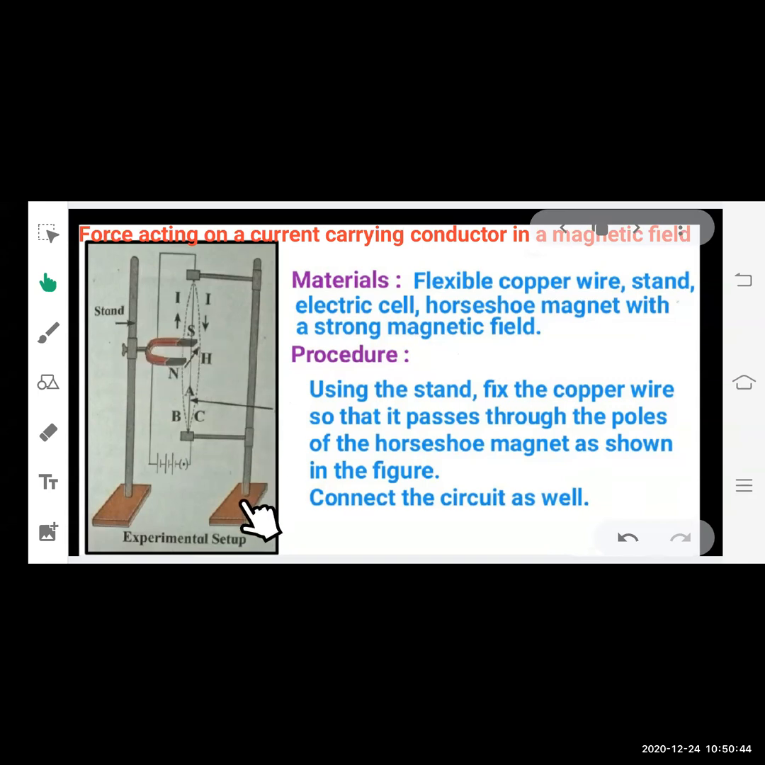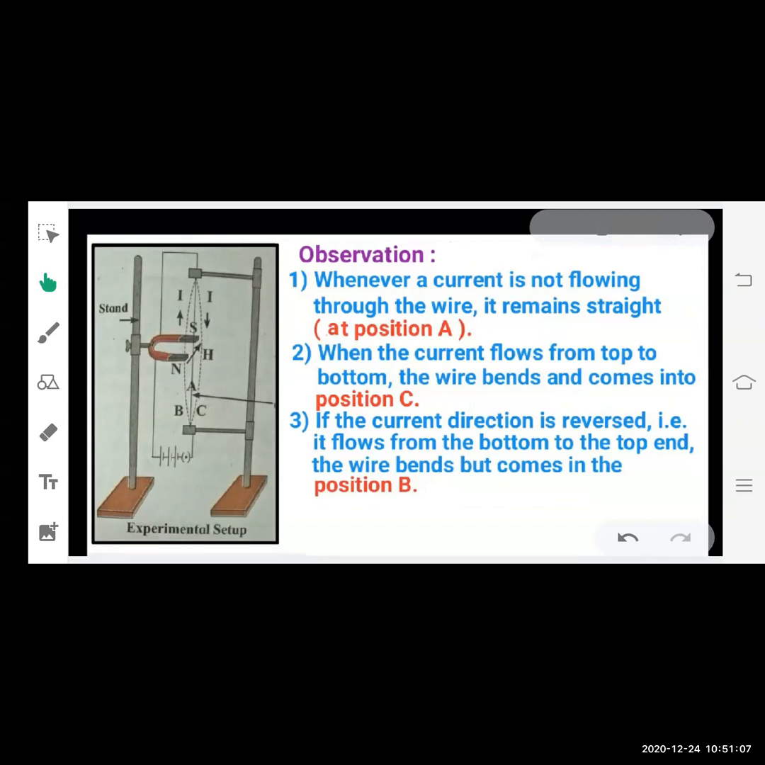And on the other stand, you can see there is a flexible copper wire. You can see this flexible copper wire, which is shown by the position A here. It is connected with a key here and then to a battery. And in this way, the circuit is completed. This is the circuit diagram. Now see what observation we are going to make.